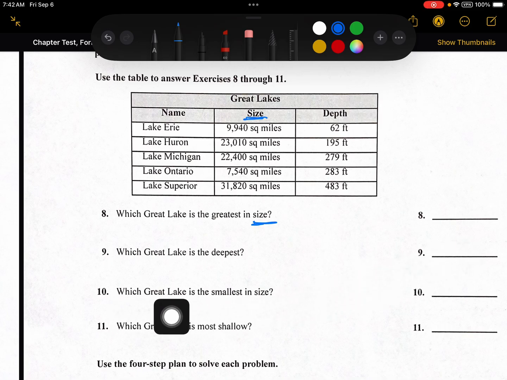Number 10, which Great Lake is the smallest in size? Again, you're going to see the word size and come down this category and look at those numbers and see which one is the smallest number for the Great Lakes and which one is the smallest in size. Number 11, which Great Lake is the most shallow? You're going to look over here on the depth. Shallow means the opposite of deep. So which one of these numbers is the littlest number, showing you it is the least deep, and you're going to put that on number 11.